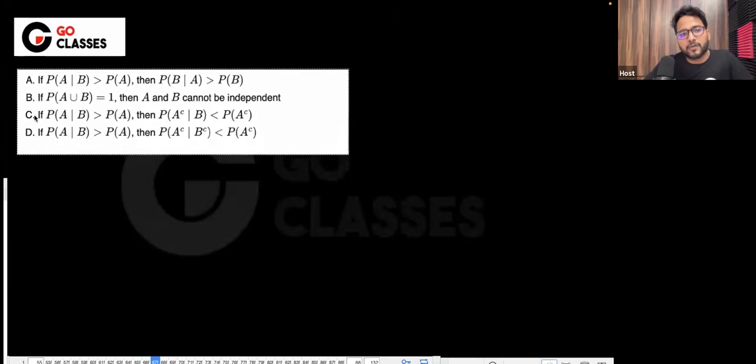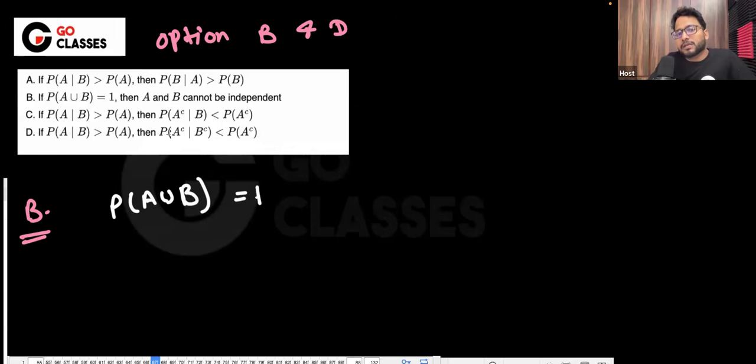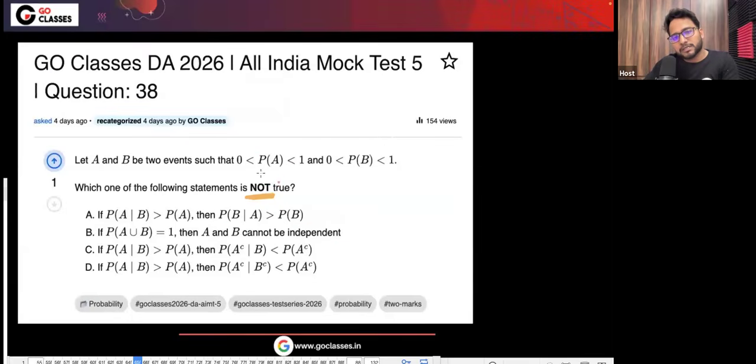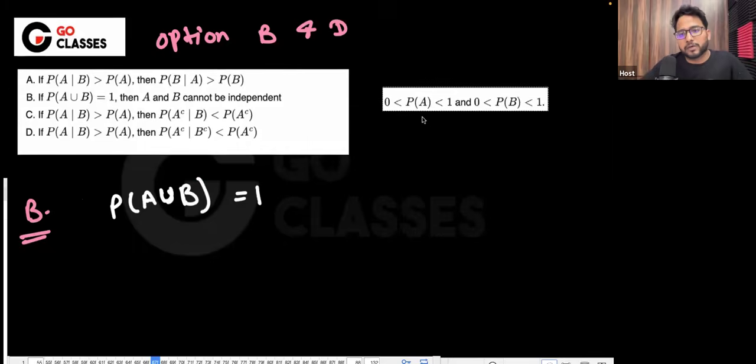Now let's see the other options, which are B and D. Option B is saying that if probability of A union B is 1, then these two cannot be independent. Remember that it is already given that both of these probabilities are strictly less than 1. For all the options, we have to obey this particular inequality. So this is already given to us.